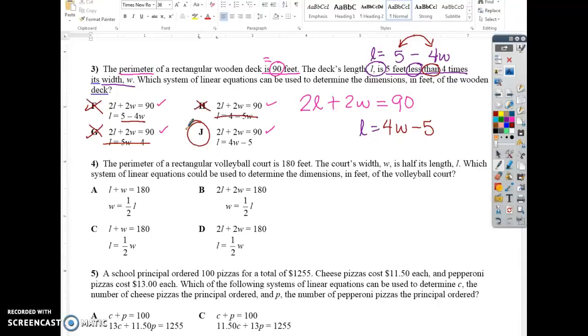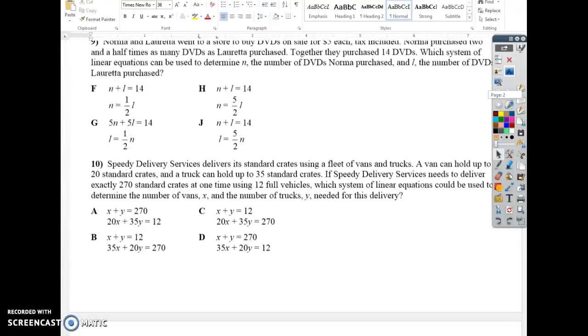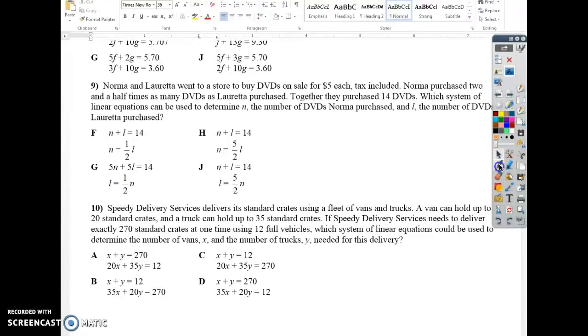Okay, and the last one I'm going to do with you is number 9. Just because of the wording, I don't want you to get confused. Problem number 9. Norma and Loretta went to a store to buy DVDs on sale for $5 each, tax included. Norma purchased 2.5 times as many DVDs as Loretta purchased. Together they purchased 14 DVDs. Which system of linear equations can be used to determine N, that's Norma, and L, that's Loretta?